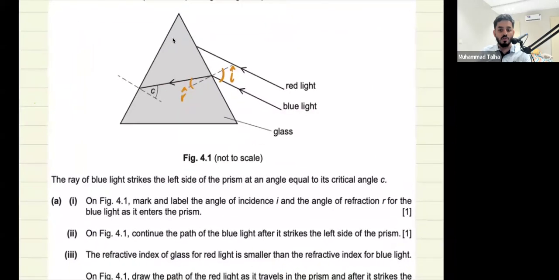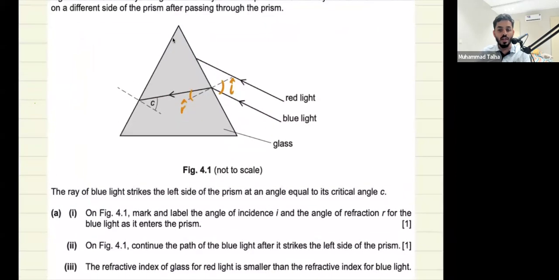Then it says, continue the path of the blue light after it strikes the left side of the prism. We were told this is the critical angle, and the critical angle is the angle of incidence which causes the angle of refraction to be 90. So after this, the angle becomes 90, so it's totally lying on top of the edge of the glass block.